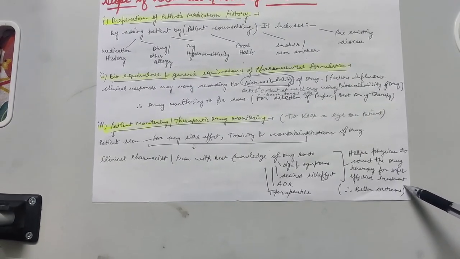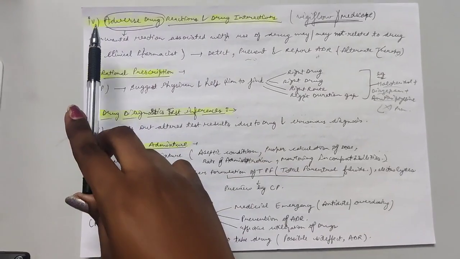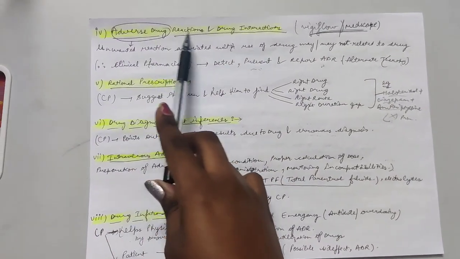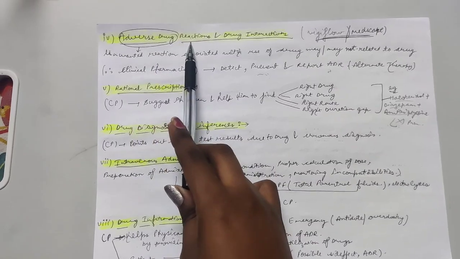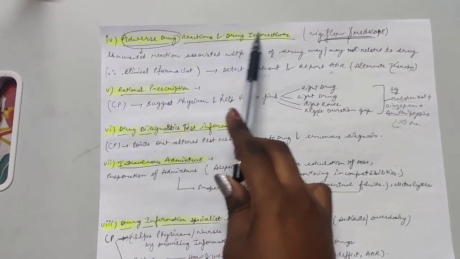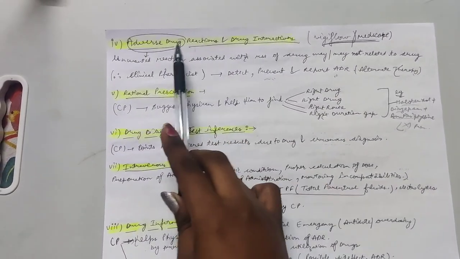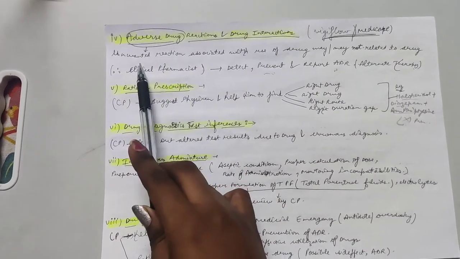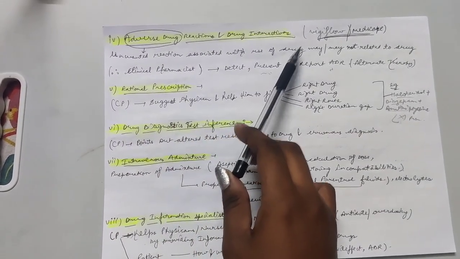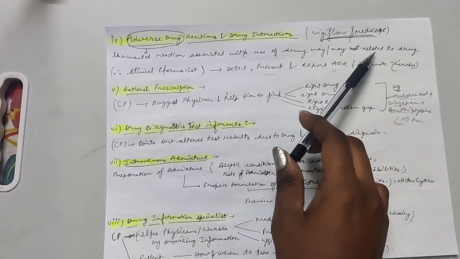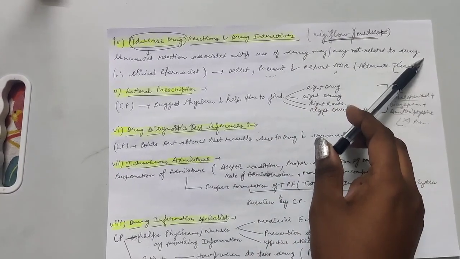Number 4, adverse drug reactions and drug interactions. Adverse drug reaction is ADR and drug interaction is DI. Adverse drug reactions are the unwanted reactions associated with the use of drugs, which may or may not be related to the drug.